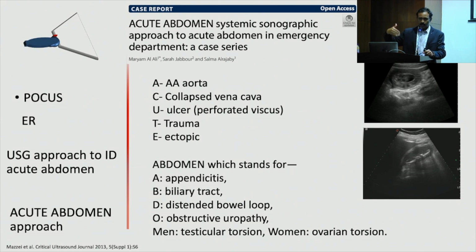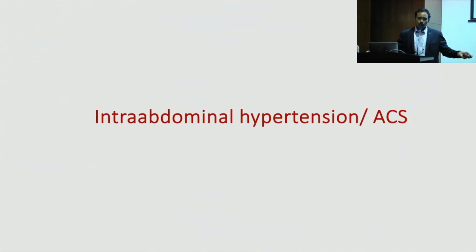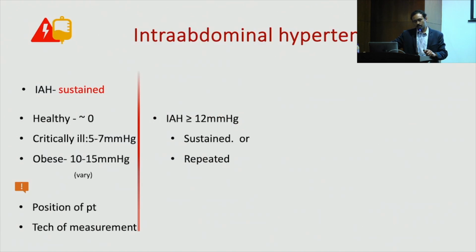Look for the aortic flow first, and do the FAST scan for trauma, then look for gallbladder and liver status, and look at the other four pockets of the abdomen. That gives you a clue. So this is a brief overview of acute abdomen. I will quickly go through the next important topic, intra-abdominal hypertension and abdominal compartment syndrome.